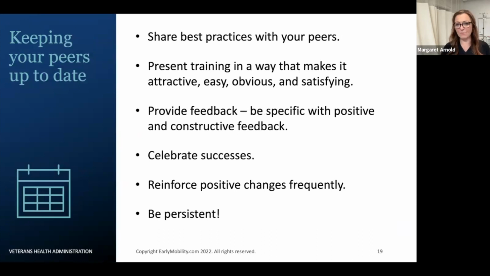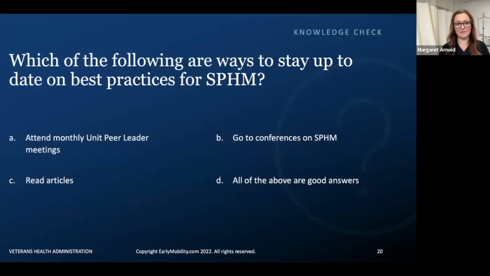Share best practices with your peers. Present training in a way that makes it attractive, easy, obvious, satisfying. That's how we know people change the best, is when training is all four of these things. Sometimes you're going to have to train several times on one piece of equipment till somebody gets the hang of it or gets comfortable with it. Provide feedback. Be specific with positive and constructive feedback. Celebrate successes. Reinforce positive changes frequently and be persistent.